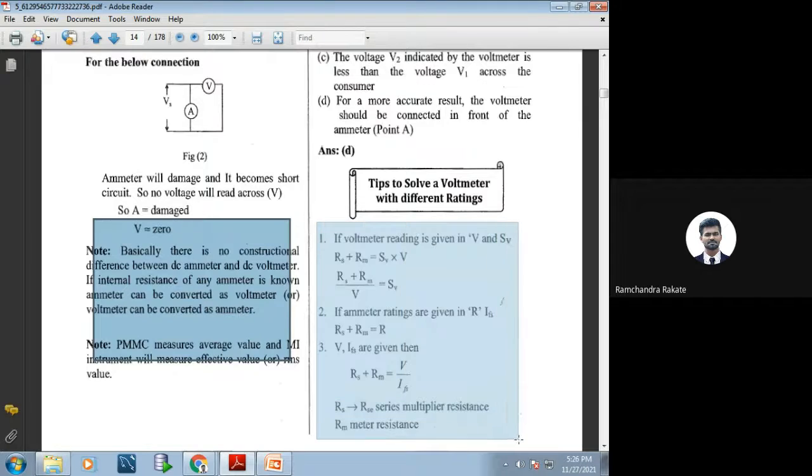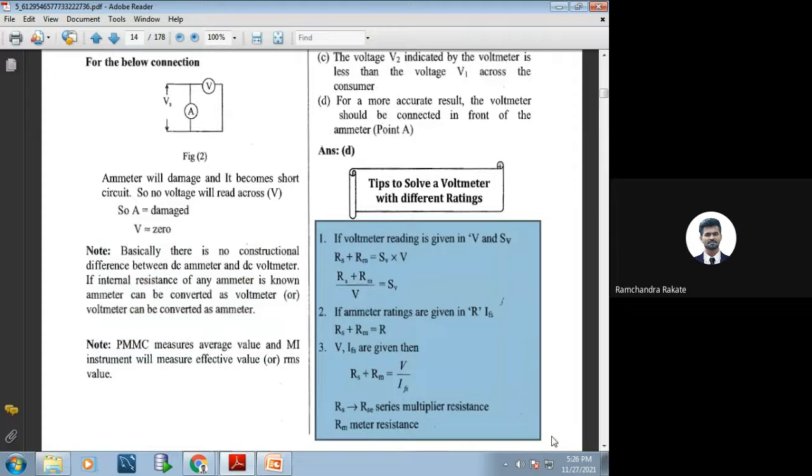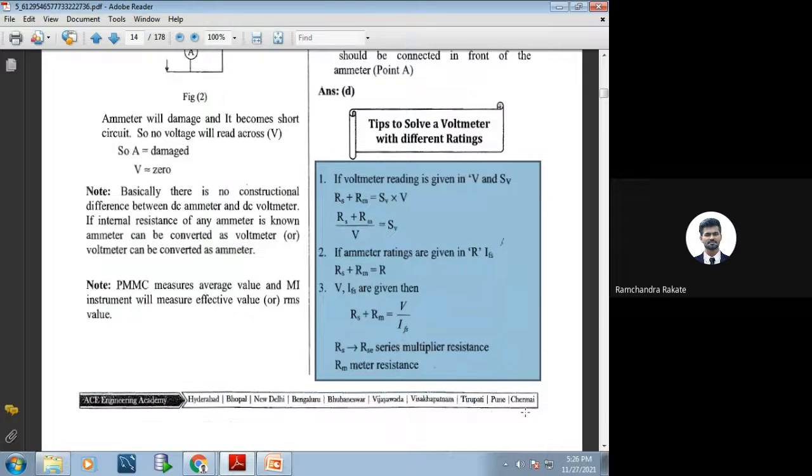Till then you can record and note this down. These are the most important, frequently asked ones, so just one formula equation.